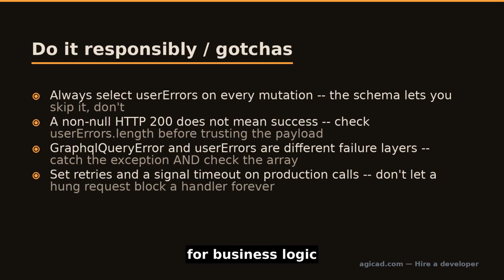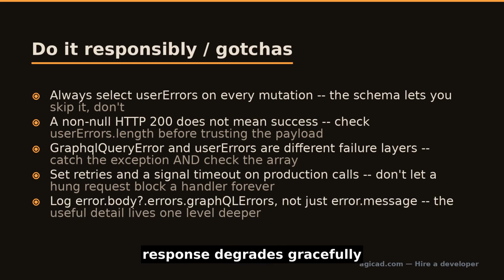Set an explicit retries count and an AbortSignal timeout on any mutation your app depends on in production, so a slow response degrades gracefully instead of hanging a request handler. And when you do log an error, log error.body.errors.graphQLErrors, not just the top-level message. That's where the actual GraphQL error detail lives.